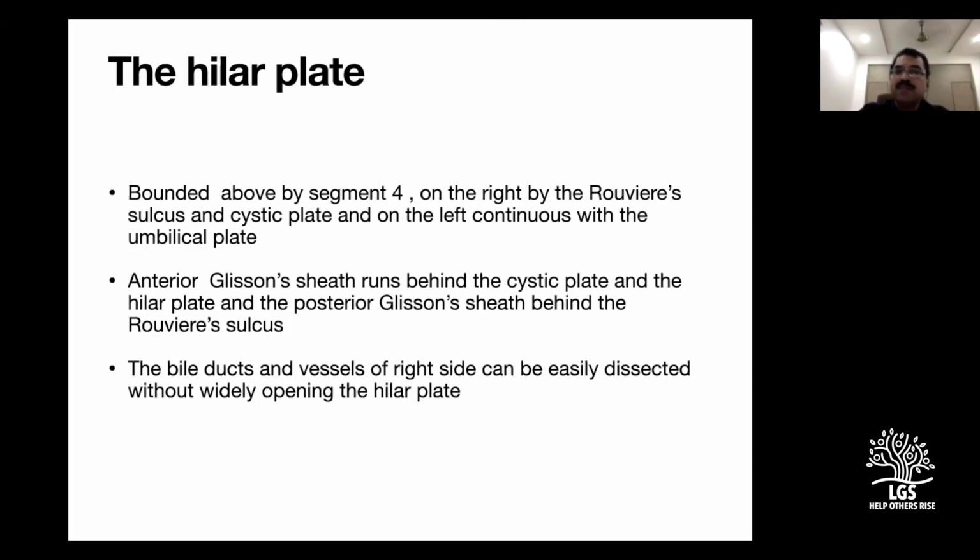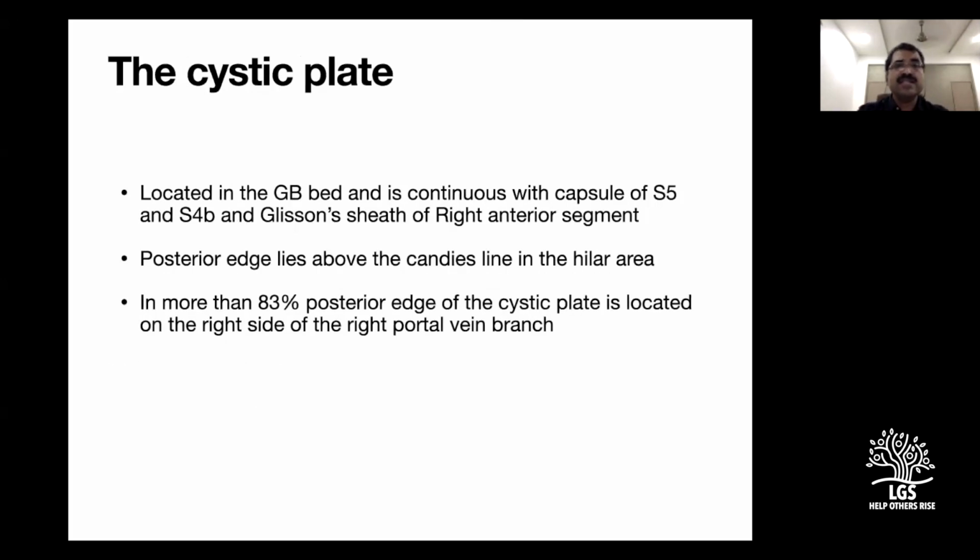The bile duct and blood vessels at the right side can be easily dissected because they are all away from the left-sided vessels. Without disturbing the hilar plate, we can actually take the Glissonian pedicle to the right-sided system, like the right anterior sectoral duct or right posterior sectoral duct. There are surface markings described, which I will discuss in the next topic on liver anatomy. So the next is the cystic plate.